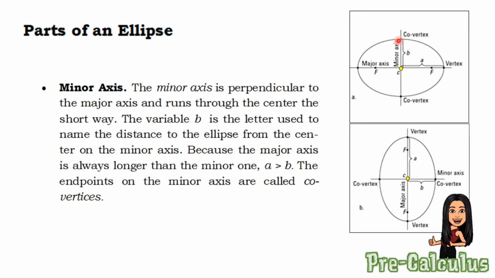Next, if A stands for the vertex and C is for the focus, B is the letter used to name the distance to the ellipse from the center of the minor axis. So from this endpoint to the center, and from the center to this endpoint, that is letter B. Always remember that A must always be greater than B, because in case they are equal, A equals B, it is no longer an ellipse. That is called a circle.